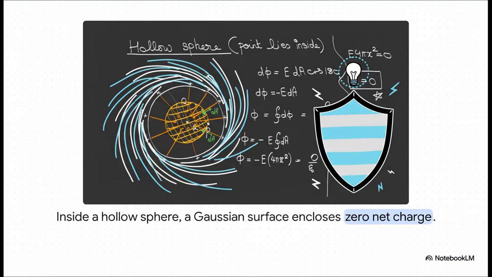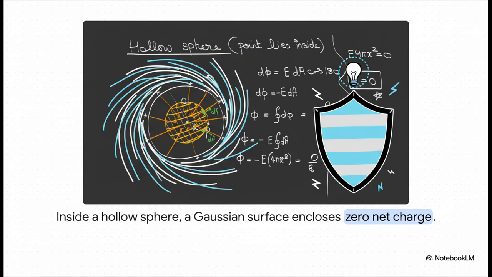Okay, let's go inside a hollow sphere that has charge on its surface. Now, we imagine drawing our own little sphere inside it. That's our Gaussian surface. So how much charge is inside our little imaginary sphere? Zero, none. And if the enclosed charge is zero, Gauss's law tells us the total flux has to be zero. And if the flux is zero, the electric field must be zero too.